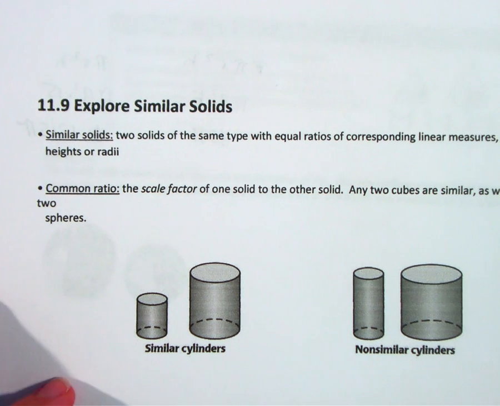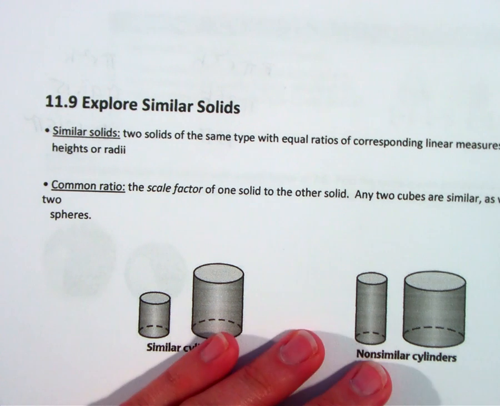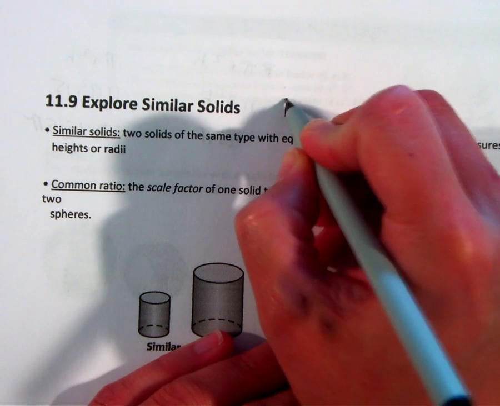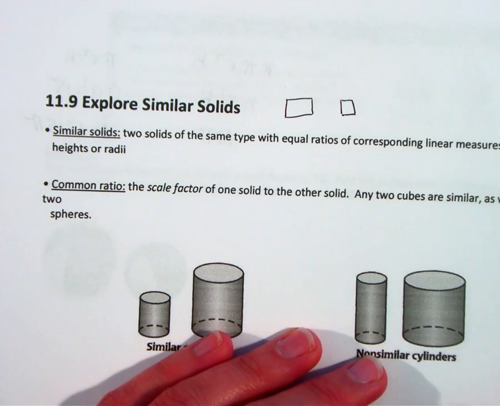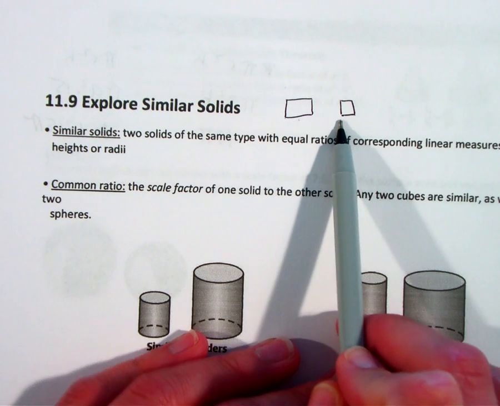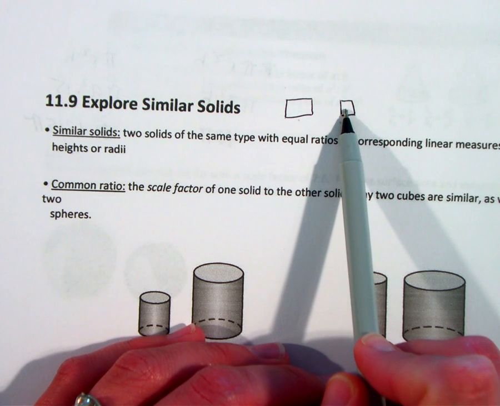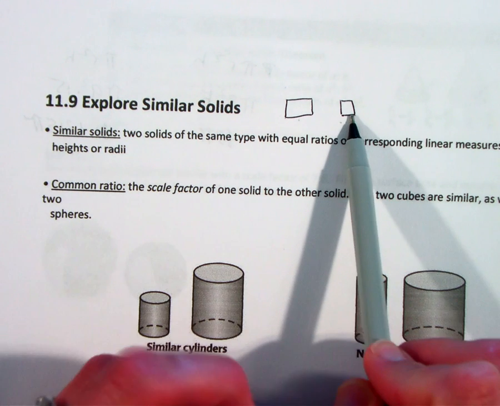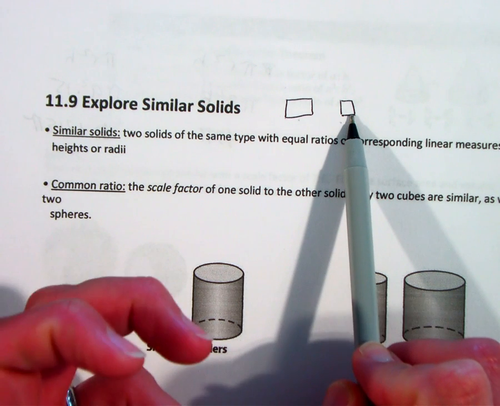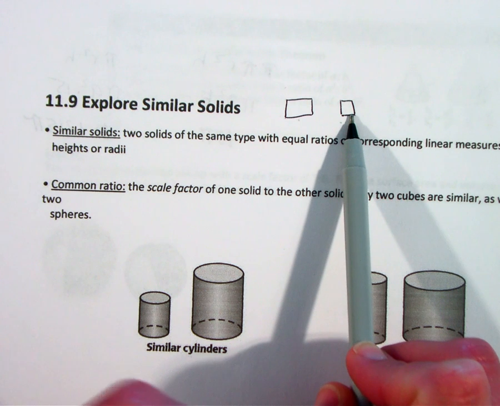All right, our last section is called Exploring Similar Solids. So we've already done a section where we had to determine if two quadrilaterals were similar. Like a rectangle and a square are not similar because they're not the same shape. One's a rectangle and one's a square. Well, squares are rectangles. Very true. But this shape and this shape are not the same shape, so they can't be similar. They have to be the same shape, but a different size.